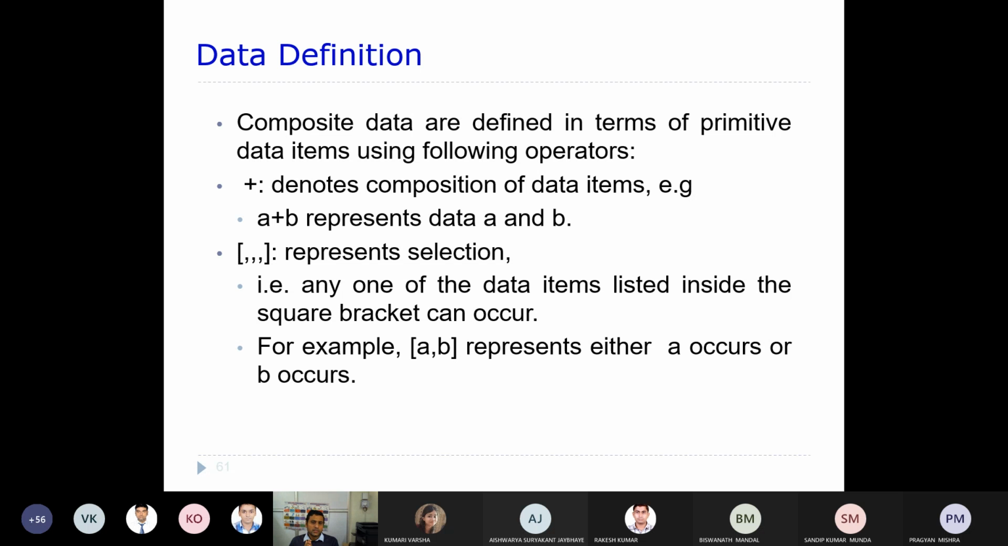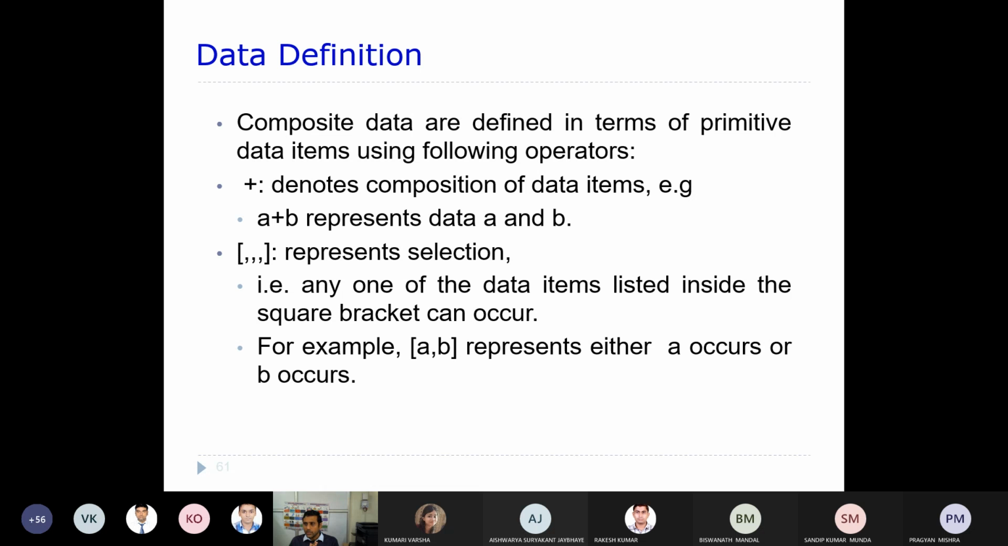Here is something. Maybe it's a combination of data item A and B. These are the 2 primitive data items. When you combine these 2, it is going to give you maybe the C data item. So how can you represent that? Composition of data items can be represented by plus.